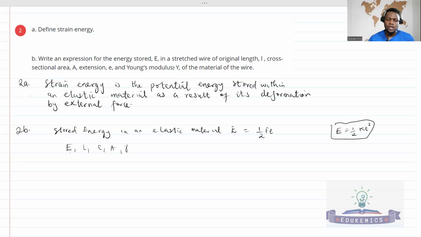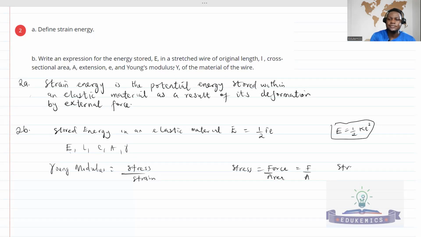So I talked about stress and strain. The ratio of the stress and strain is what gives us what we call the Young modulus. So I can say Young modulus is equal to the stress over the strain. And stress, as I said earlier, is the ratio of force to area, force over area. So let's say F over A.